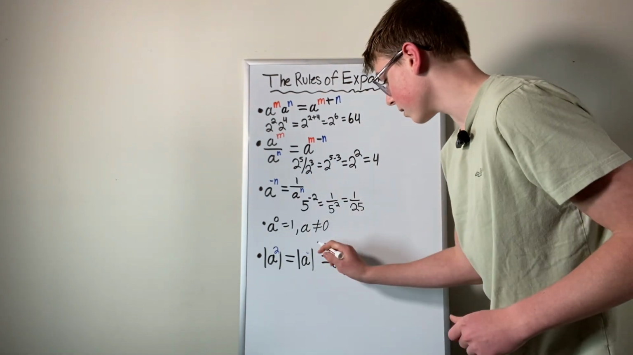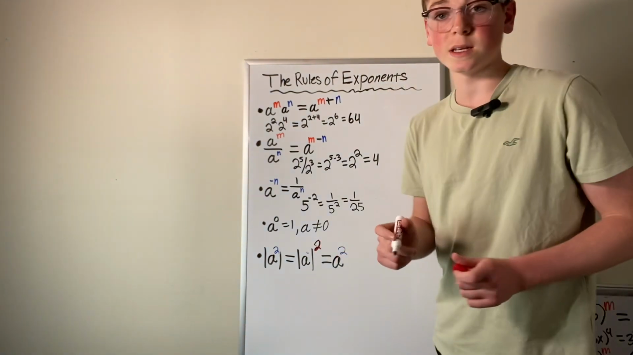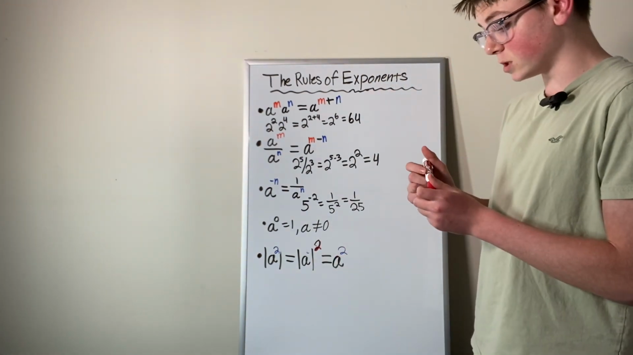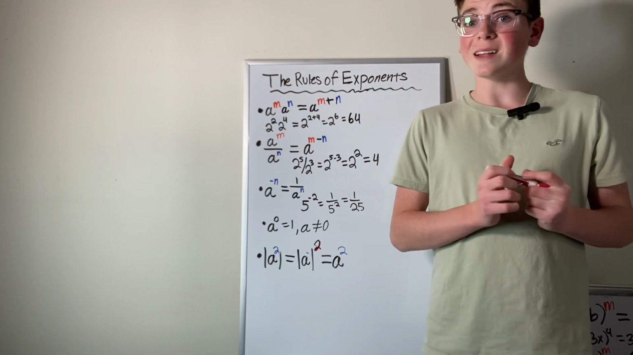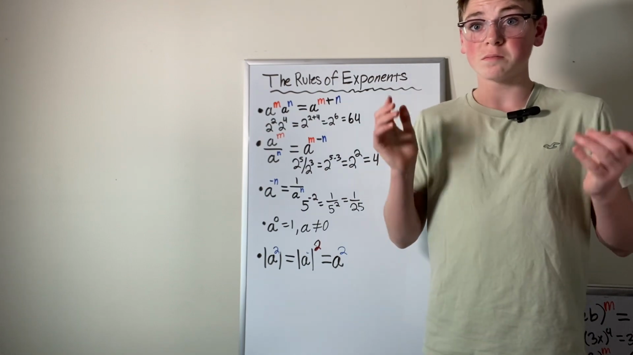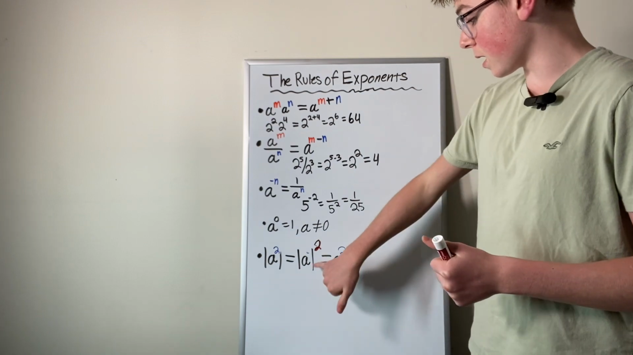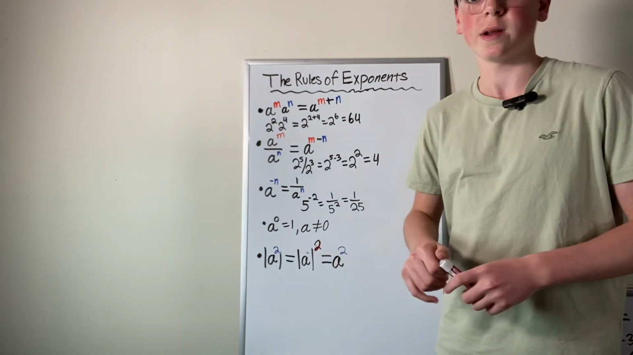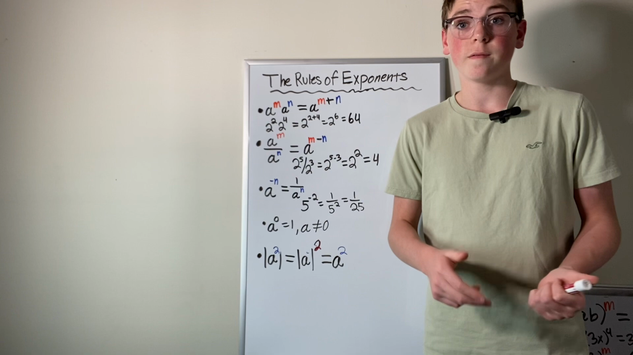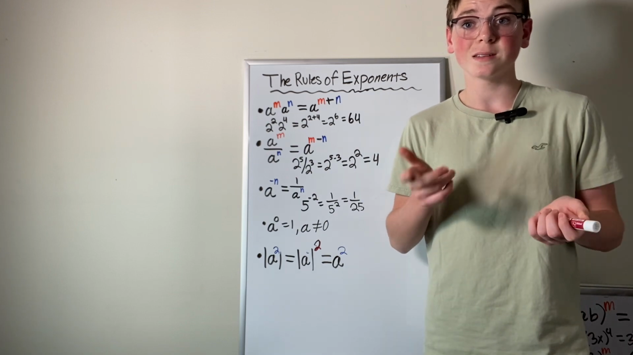Now we have the absolute value of a squared is equal to the absolute value of a, quantity squared, which is then equal to just a squared. But you have to have an even exponent. So it has to be 2, 4, 6, 8, 10.